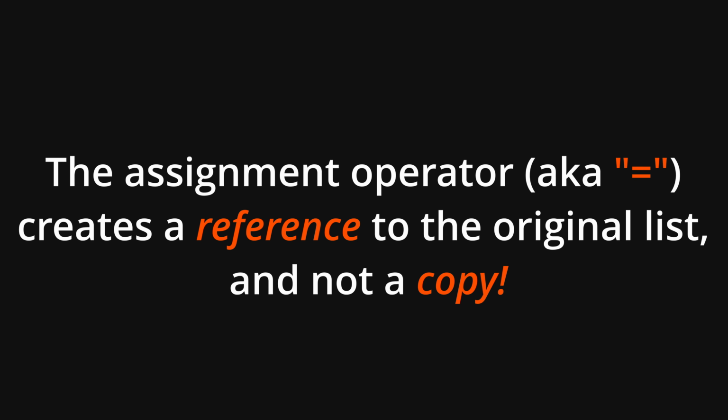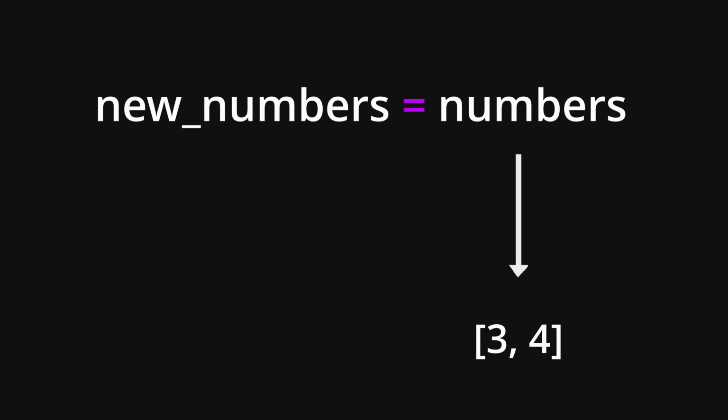The reason this occurs is because the assignment operator creates a reference to the original list and not a copy. This means that when we set new numbers equal to numbers, new numbers is pointing to the same list in memory as numbers is. So when we double the values in new numbers, we're actually updating the list numbers is also pointing to.